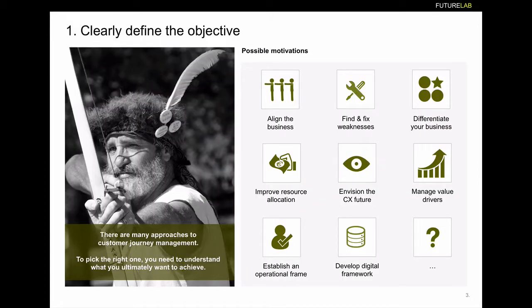So, to start, I would like to begin with the topic of clearly defining the objective of a customer journey management approach. Now, this may sound a little bit basic, but actually when you think about it, there are multiple approaches to customer journey management.